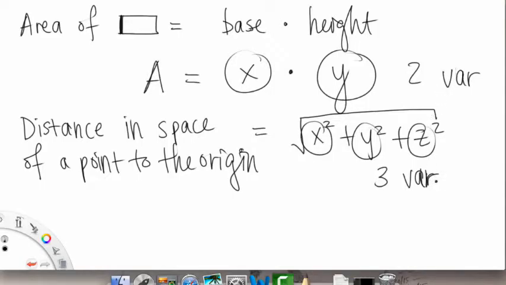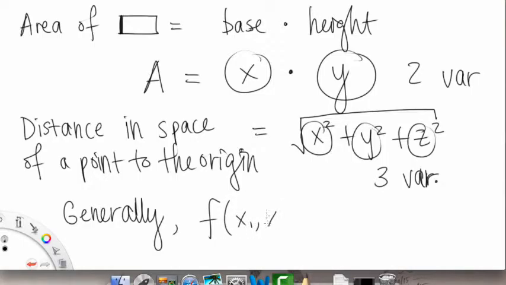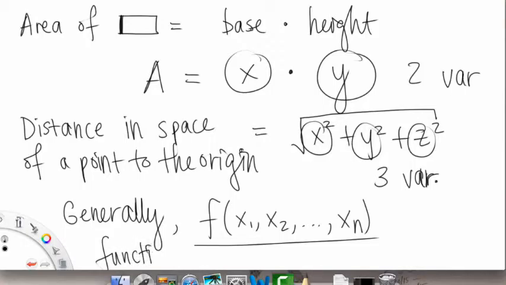More generally, we'll say that, so this is a general formula, our multivariable function, or our function of two or more variables, looks like f of x sub 1, x sub 2, dot, dot, dot, until we get to x sub n. This is a function of n variables. So if n were 4, then we would have a 4-variable function.